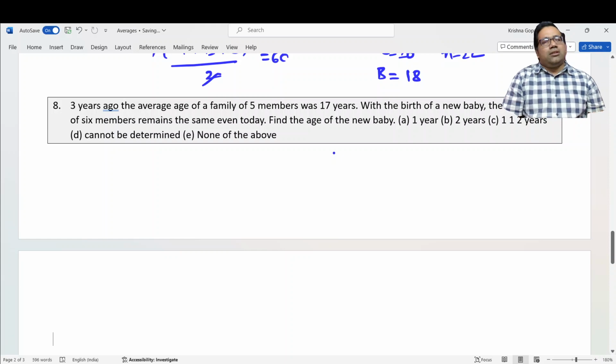Next. 3 years ago, the average age of a family of 5 members was 17 years. With the birth of a new baby, the average age of the 6 members remains the same even today. Find the age of the new baby. 3 years ago, the average age of the 5 members was 17 years, right?